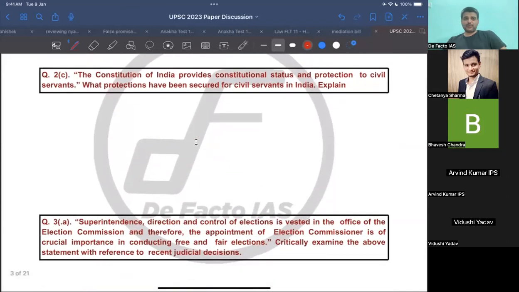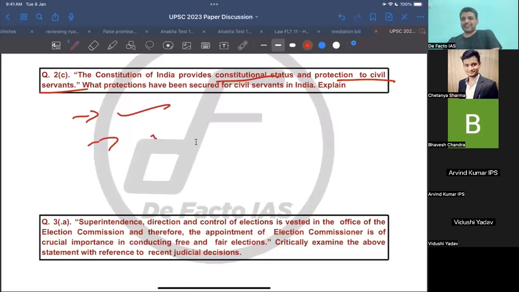Now let's come to question number 2C. It says, the Constitution of India provides a constitutional status and protection to civil servants. Every time, last year also, what are the constitutional safeguards for civil servants? A civil servant cannot be dismissed because of certain safeguards. So these are the different types of structure in which the question can be framed, but the answer will remain the same.